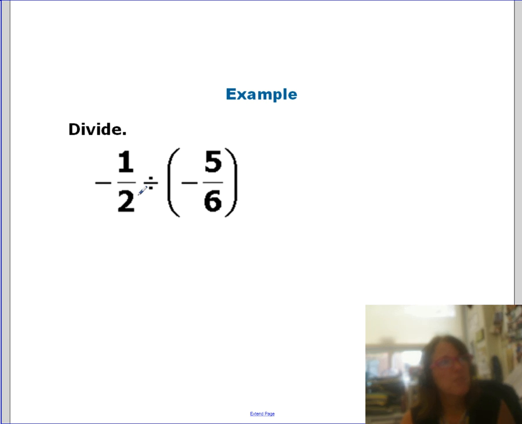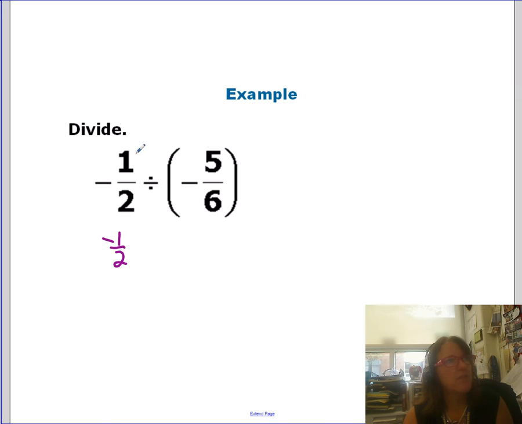Here's a division problem, and you're looking at it going, icky fractions. Oh, shush. Here's the deal. It's multiplying. Keep -1/2 the same, but now instead of divide, I'm going to change it to multiply. And when I make the multiply, if I want to rewrite it as a multiplication problem, then just go vroop and use the reciprocal of -5/6, which is going to be -6/5.